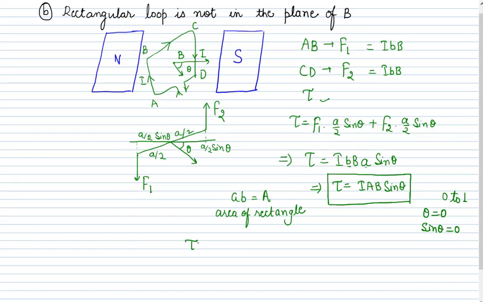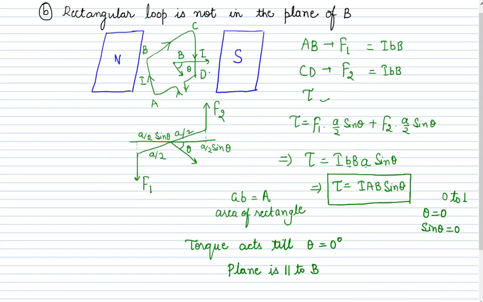That means we can write it down as: torque acts till the value of theta becomes 0, or theta is equal to 0 degree. And what happens at 0 degree? If this theta is equal to 0 degree, that means the rectangular loop is in the same plane as B, or the rectangular loop and magnetic field B are parallel to each other. That means the plane of the rectangular loop is parallel to the magnetic field B. That was our first case. So in the second case, the torque will act till the rectangular loop becomes parallel to the existing uniform magnetic field B.